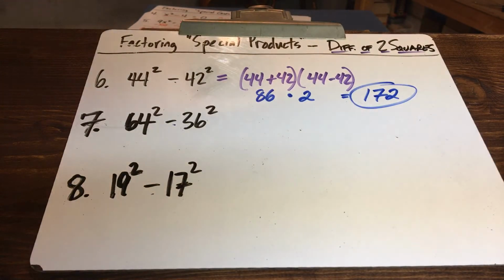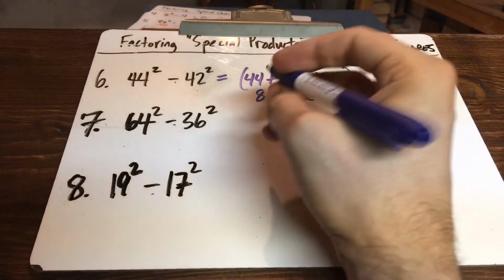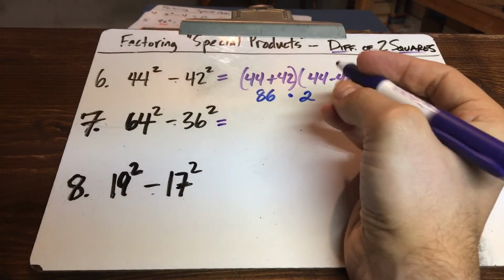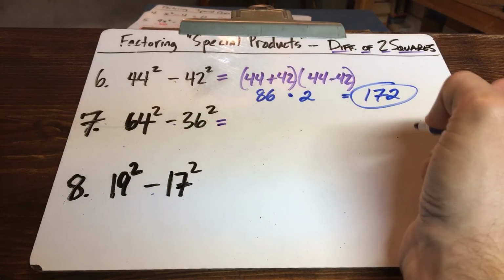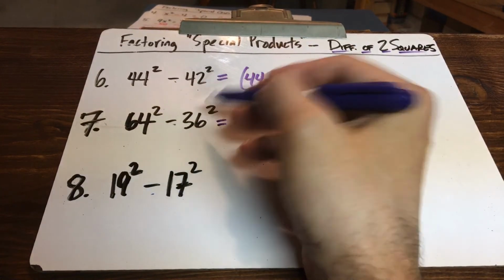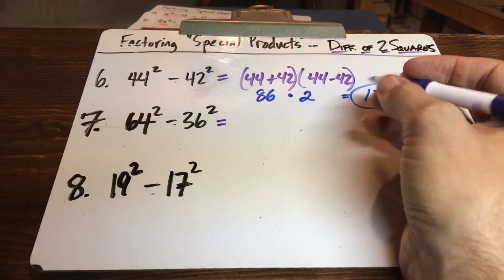Let's do a couple more of those. This is actually something I wish I would have known when I was younger because it would have helped a lot in math contests or academic team. This isn't really a skill that you'll see a lot. 64 squared minus 36 squared. That's way too hard for me to do in my head.